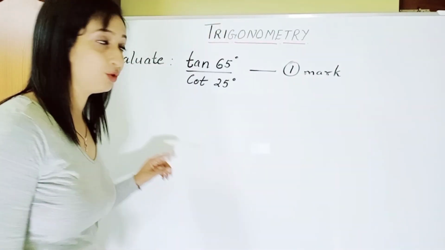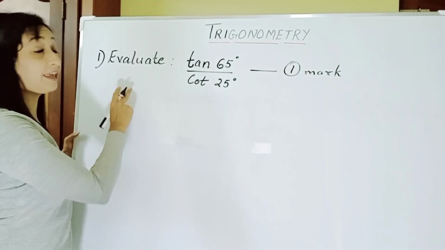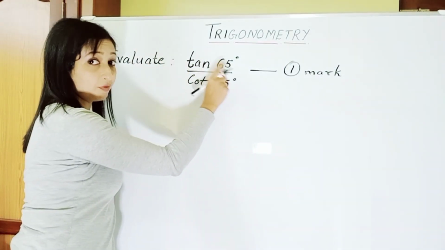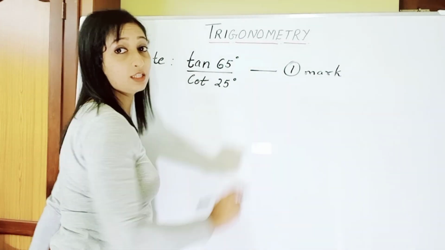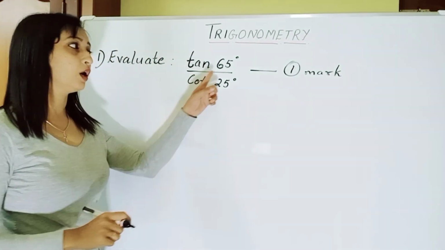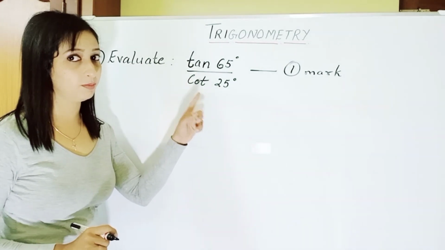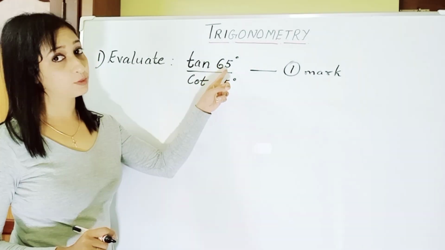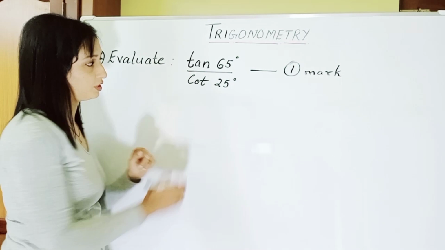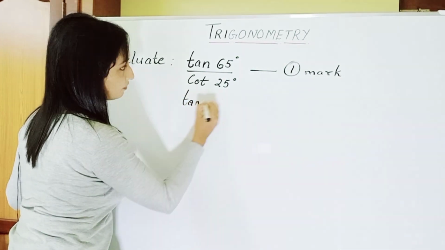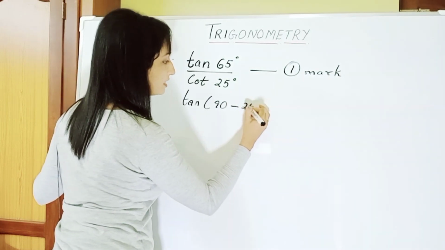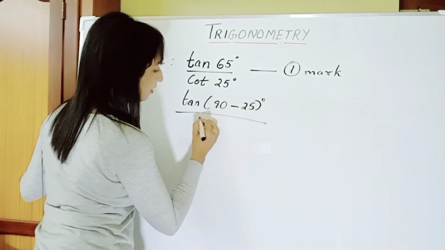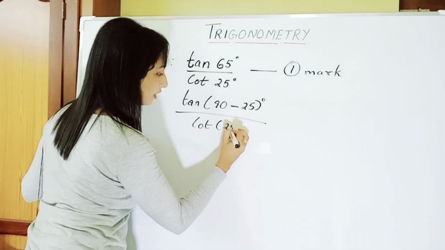So let's move on to the first question, which is evaluate tan 65 degree by cot 25 degree, and this question carries 1 mark. Now how can you do this? First you need to simplify. So how do you do that? Expressing 65 in terms of 25. So how can you express 65 in terms of 25? I can write it as tan of 90 minus 25 degree by cot 25 degree.